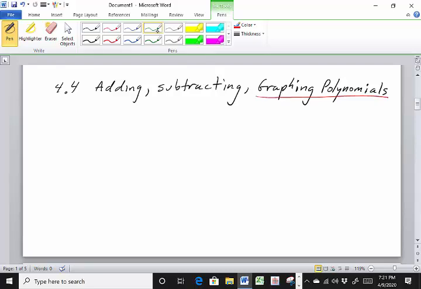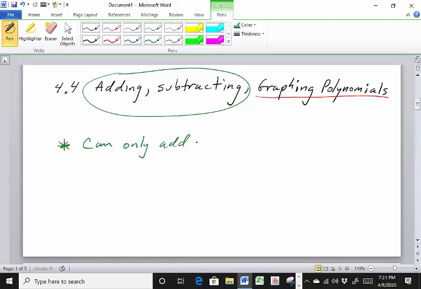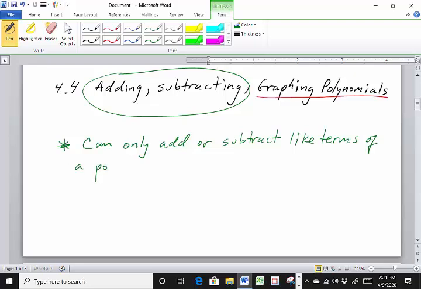So now we're going to learn how to add and subtract polynomials, which is actually very simple. Okay, so the first thing that I want to mention is that you can only add or subtract like terms of a polynomial.